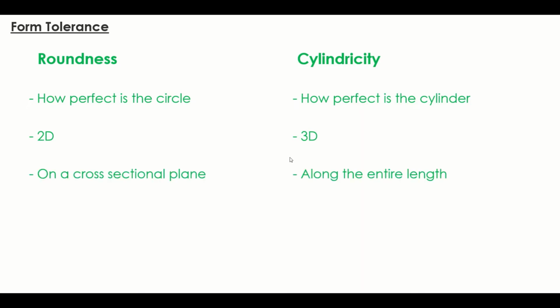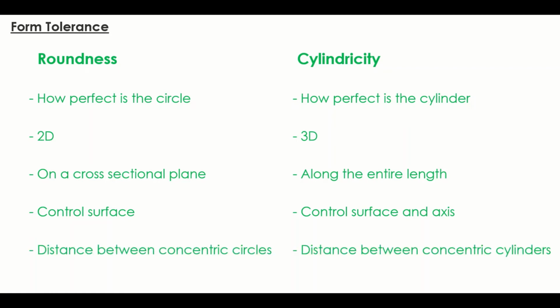This means that roundness controls the variance of the circles on the cross-sectional plane, while cylindricity controls every circular cross-section along the entire length of the cylinder. Both control the variations of the surface, but cylindricity also controls the axis indirectly since it controls the circular cross-sections along the entire length of the cylinder. Lastly, the tolerance zone of roundness is constructed by two concentric circles, while the tolerance zone of cylindricity is constructed by two concentric cylinders.